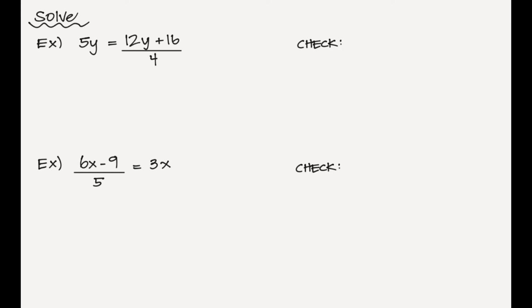Now you see that we have one side where there's an expression divided by a number. So the first thing that we want to do is to get rid of that denominator. In order to do that, I'm going to multiply both sides by 4, which is the denominator. That leaves me with 20y on the left, and then just the numerator, 12y plus 16 on the right.